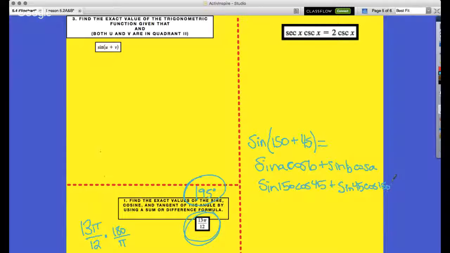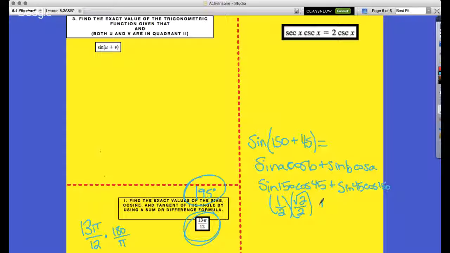Okay, so now as I check out my unit circle, I remember that sine of 150 should be positive 1/2. Cosine of 45 should be square root of 2 over 2.